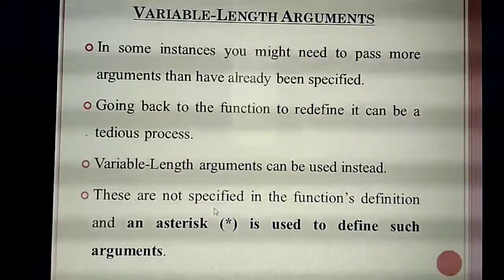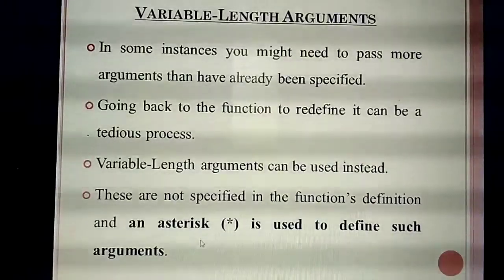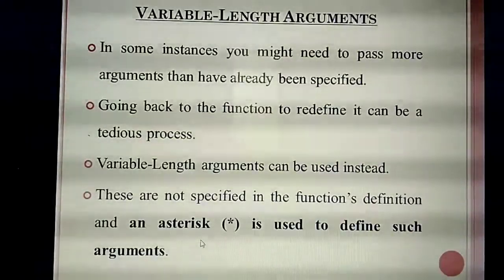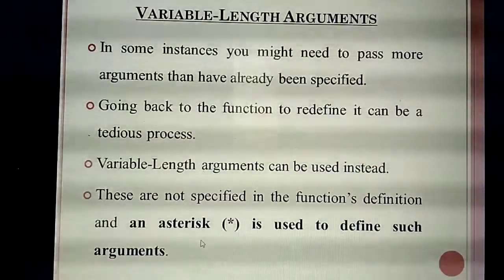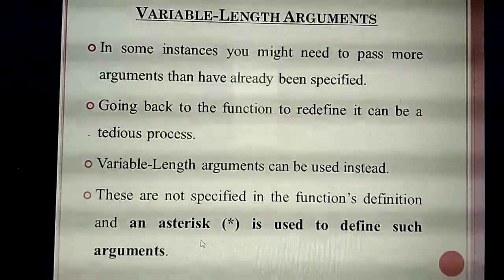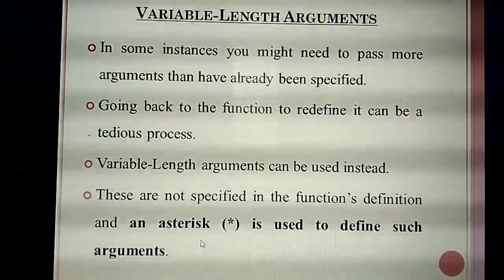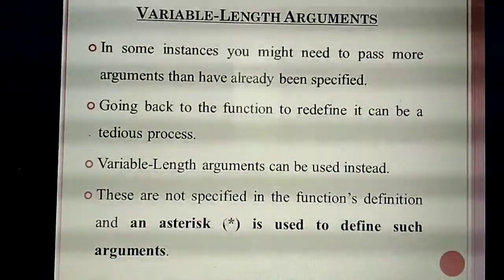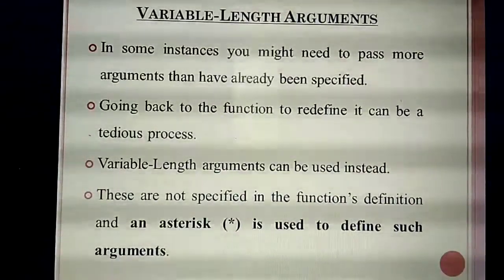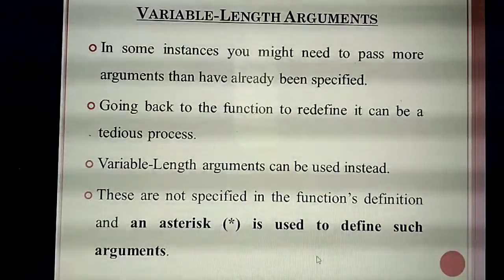When you are using variable length arguments, sometimes you need to pass more than 2, 3, 4, or 5 arguments, and it is a very tedious process to write them in a single line. At that time you use variable length arguments. Instead of writing 4, 5, or 6 arguments, you use the star symbol, that is the asterisk symbol, in the place of arguments. Understand?